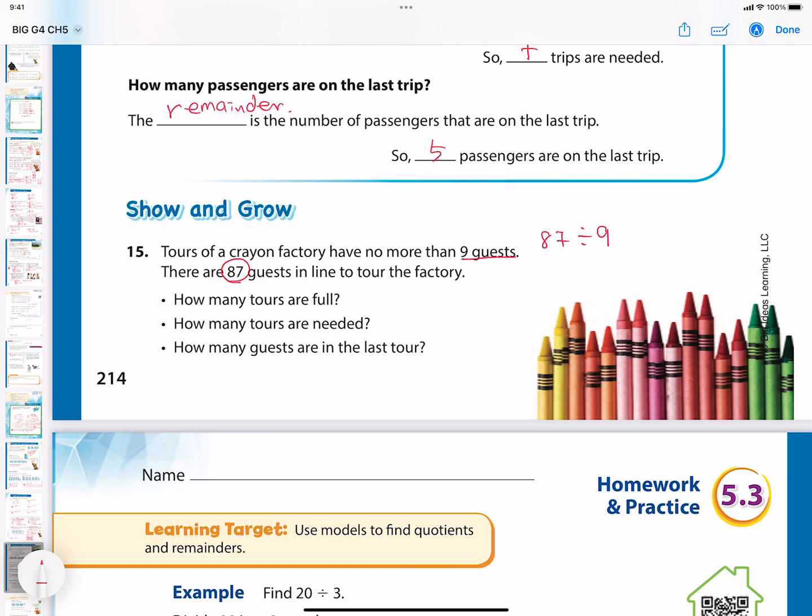Okay, 9 in one group. So how many groups are needed? Let's find out. Since I know 9 times 9 is 81, which is closer to 87 but not greater, I know the difference is 6. So the remainder is what? 6. So how many tours are full? 9 tours are full. And how many tours are needed? Since you cannot leave another group behind, you need one more tour than 9, which means 9 plus 1 is 10. All right, so how many guests are in the last tour? Yep, the last group will be only 6 people.